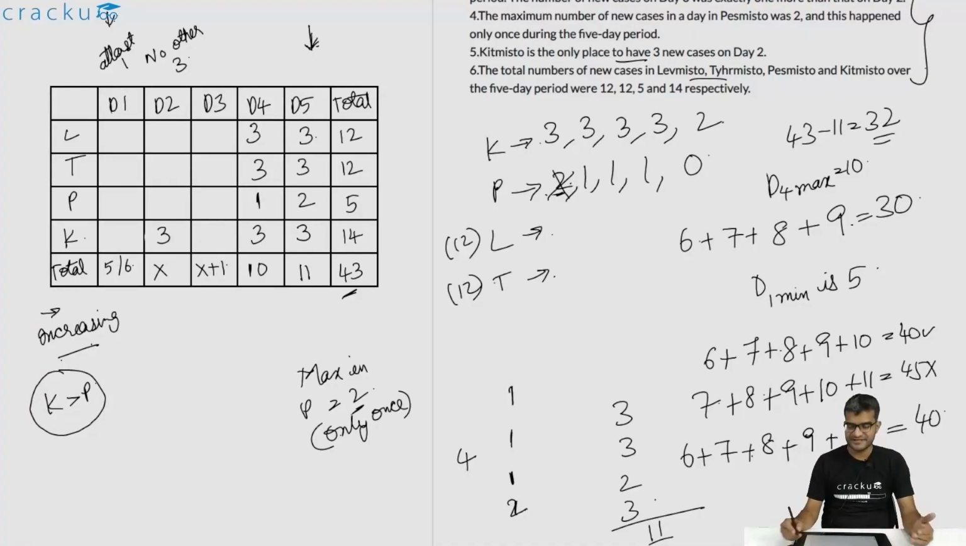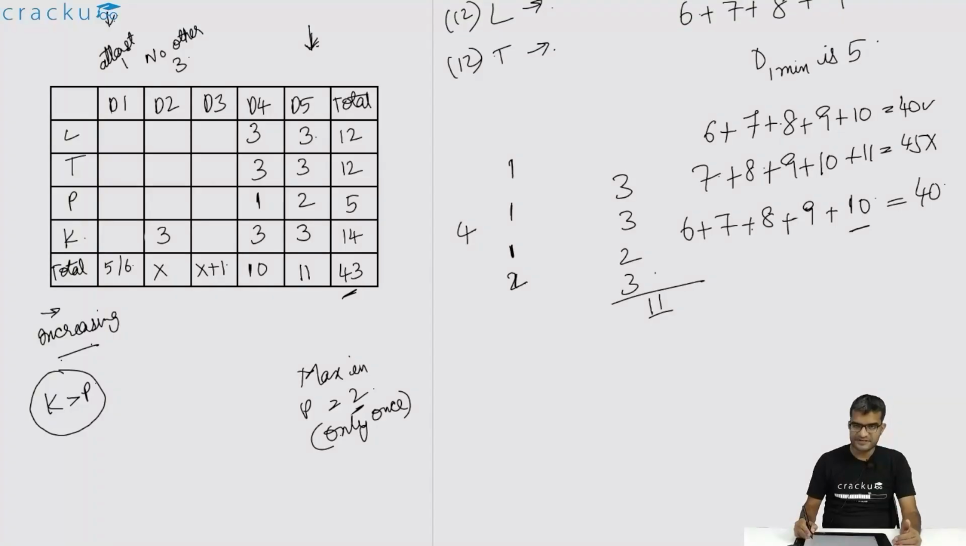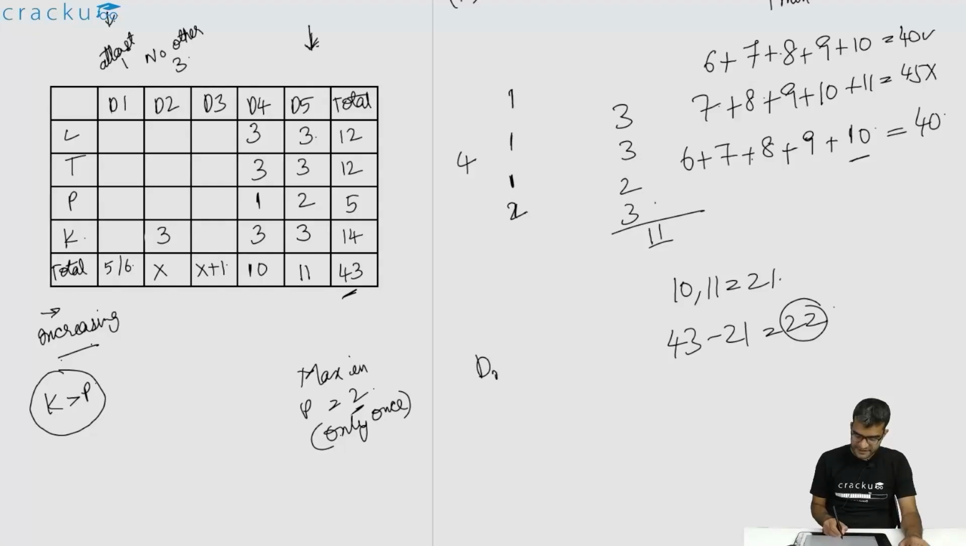Now we will again repeat the same thing. What are the numbers that are accounted for on day 4 and day 5? We have accounted for 10 and 11, which is equal to 21. So on the first 3 days, we should be able to get 43 minus 21, which is equal to 22. We should get 22 cases across the first 3 days. And what is the maximum possible for day 3? Day 3 maximum possible is 9.